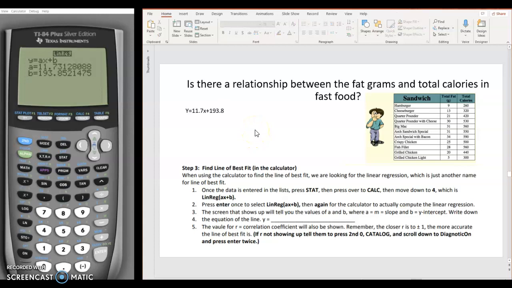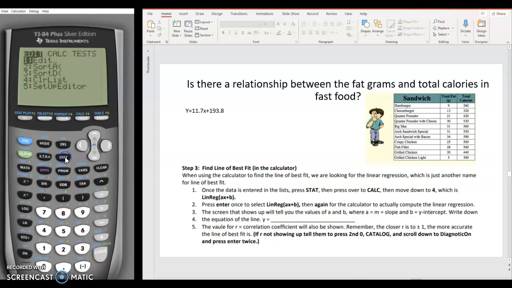Now I can figure out the R value. To do that, I'm going to have to turn on a setting in my calculator. I'm going to press second and then choose 0, because that's Catalog. Then I scroll down to DiagnosticOn, which will tell me the R values. It's down in D, since these are in alphabetical order. I choose DiagnosticOn and hit enter and then enter again. That will now tell me my R values.